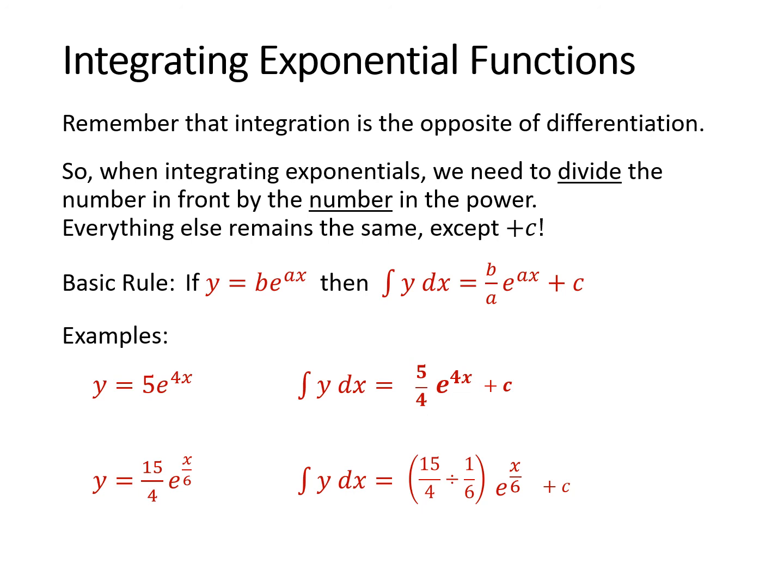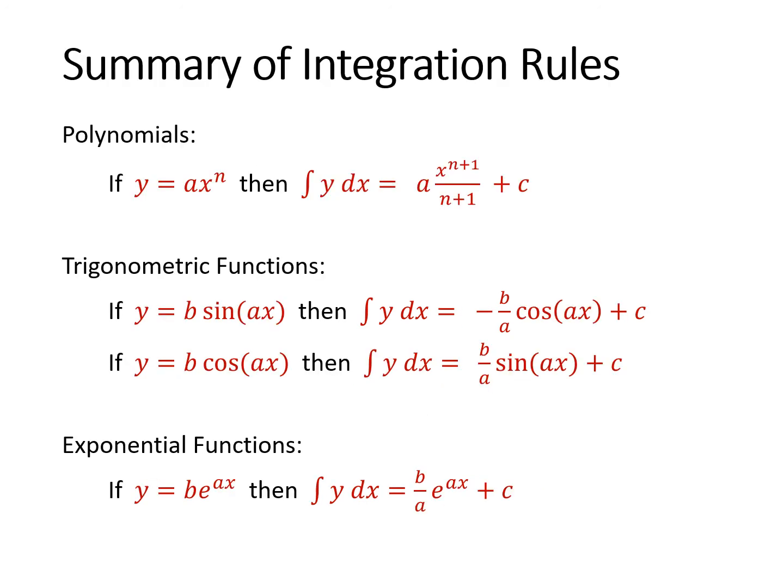I'm now going to work that out. 15 over 4 divided by 1/6. You flip the second one upside down and multiply. So it's 15 times 6 on the top, which gives you 90 divided by 4. And 90 divided by 4 can be simplified, in which case we get 45 over 2. Okay, and that's how you integrate exponential functions.